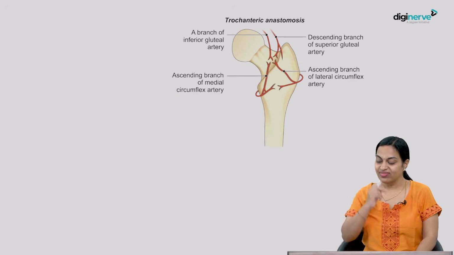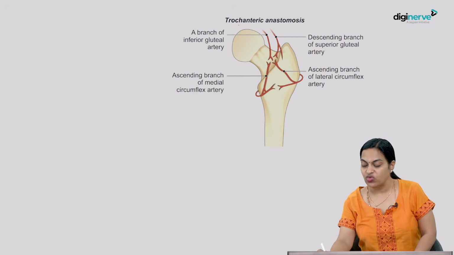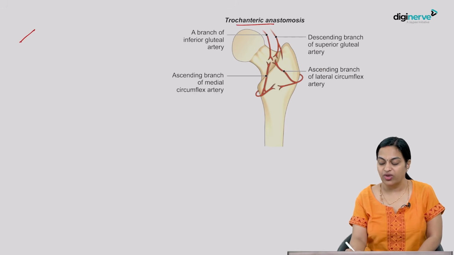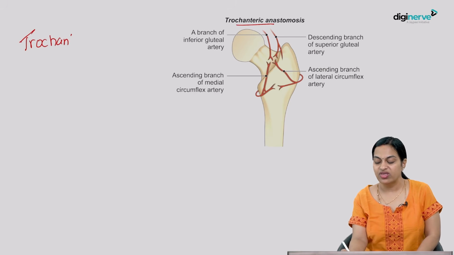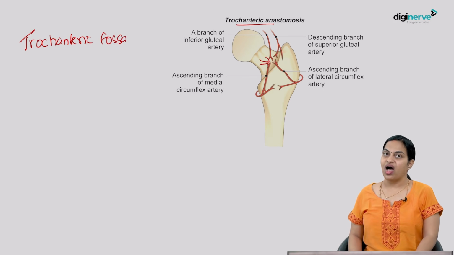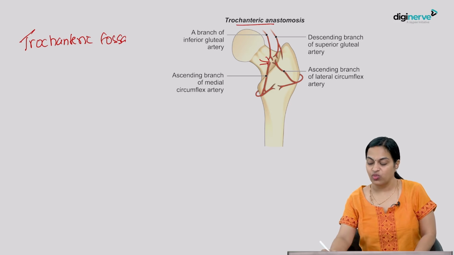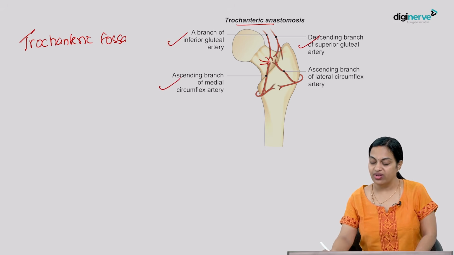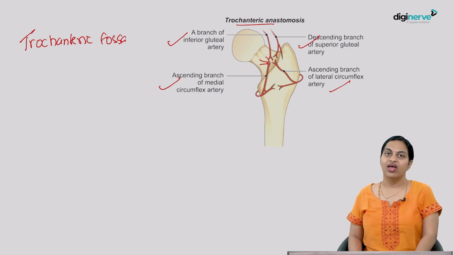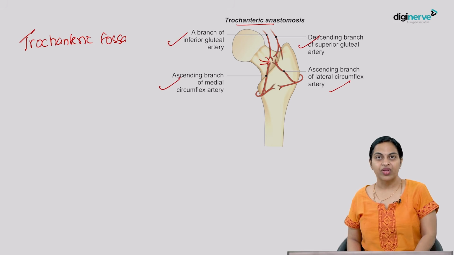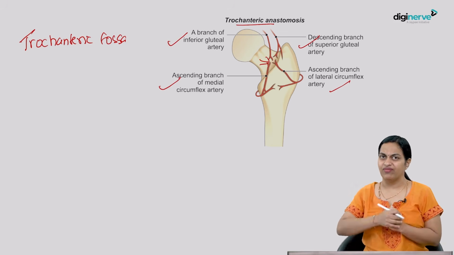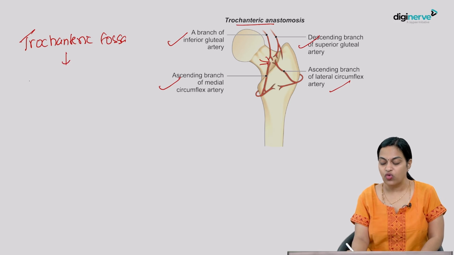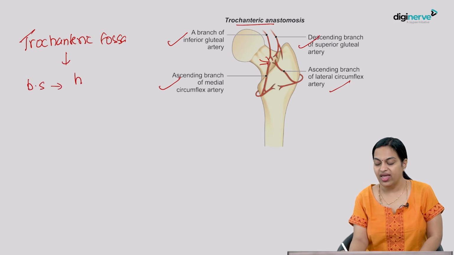A word about the trochanteric anastomosis. It is called trochanteric anastomosis because you can see this anastomosis in the trochanteric fossa, this area. What are the arteries contributing to this trochanteric anastomosis? A branch from inferior gluteal, a branch from superior gluteal, a branch from medial circumflex femoral, and a branch from lateral circumflex femoral. This anastomosis is very important. I've given you the reason. It forms the chief source of blood supply to the head and neck of femur.